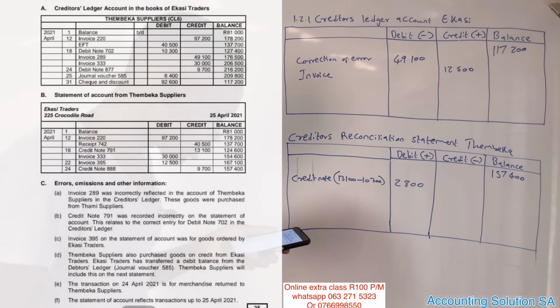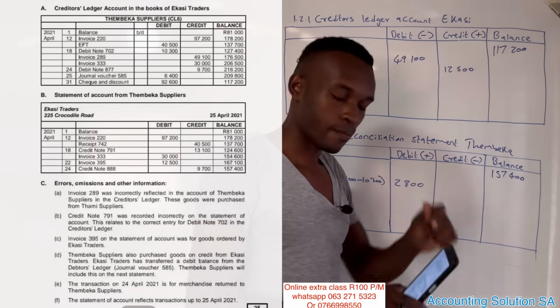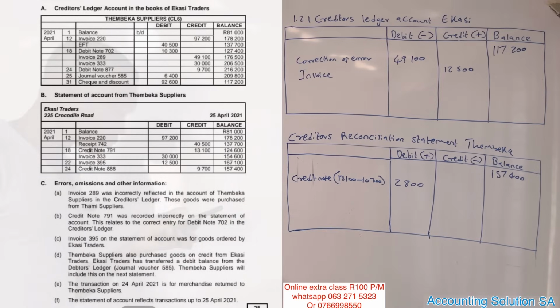Number D, Tembeka supplier also purchased goods on credit from Ekasi Traders. Then they said Ekasi Traders has transferred a debit balance from the debtors ledger. In other words, we buy from them and sometimes they buy from us. That's what they are saying. So this Tembeka purchased from us, and the general voucher is 585. Okay, now let's check here what happened.